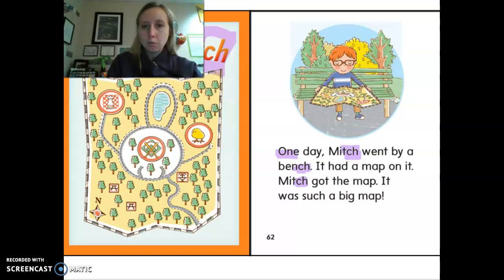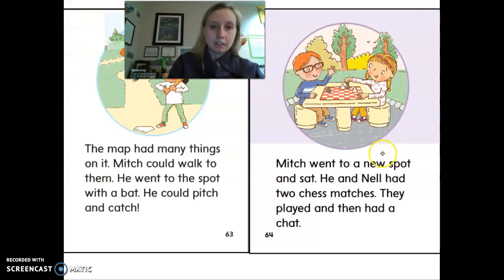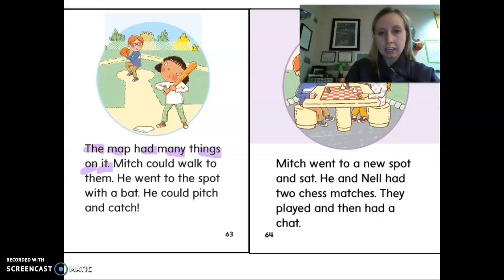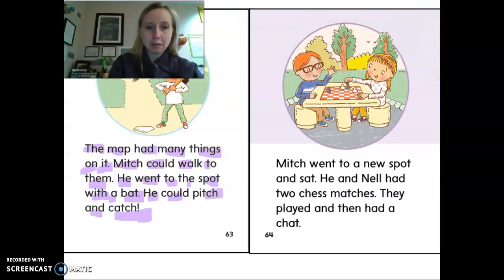Ready? Begin. One day, Mitch went by a bench. It had a map on it. Mitch got the map. It was such a big map. Okay. So, ready? Begin. The map had many things on it. Mitch could walk to them. He went to the spot with a bat. He could pitch and catch. So the park, looks like they went to the park.